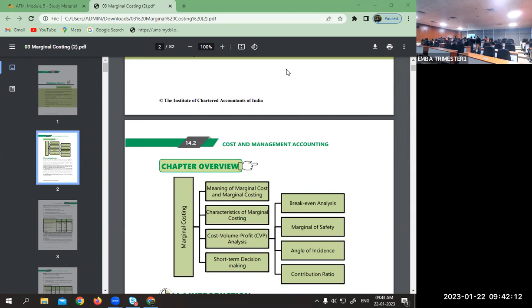On that, you have to add office and admin overheads, you get cost of production. Plus opening stock of finished goods minus closing stock of finished goods, you get cost of goods sold. On top of that, if you add selling and distribution overheads, you will get cost of sales. Along with cost of sales, if you add the estimated amount of profit, you will get the sales price. This is what we discussed in the last class, and we have done one or two questions on it.